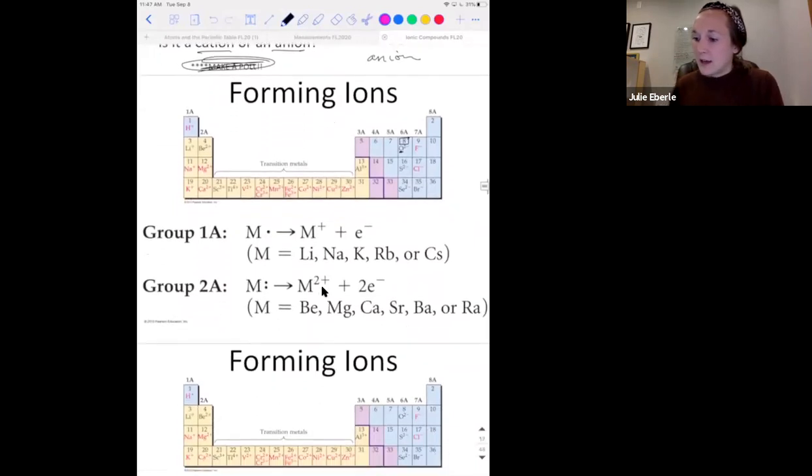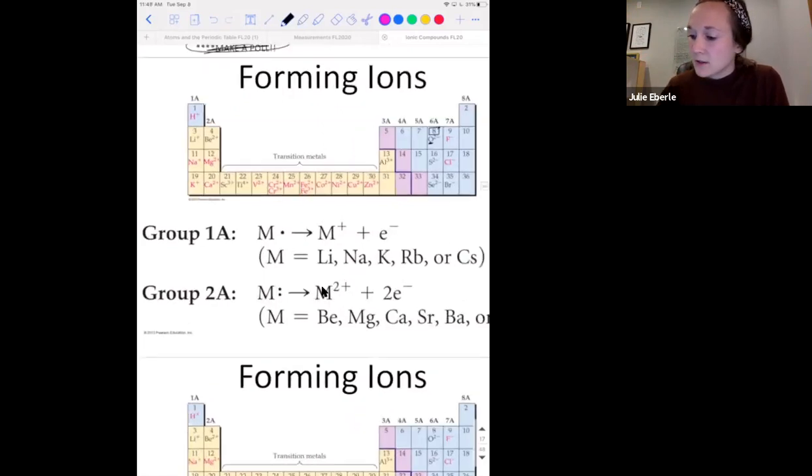Okay, so we're going to talk about a few trends. Understanding the octet rule, knowing how elements will give or receive electrons to have 8 valence, that's going to tell us what charge they're going to have. So I'm going to talk about some trends that we see with group 1, 2, 6, and 7. Okay, main group 1, 2, main group 6, and 7.